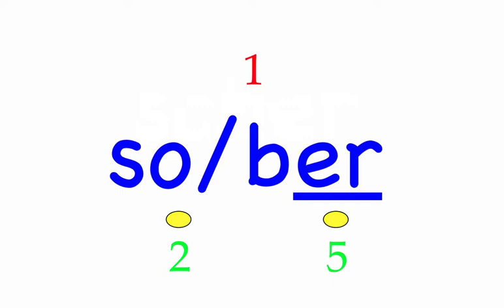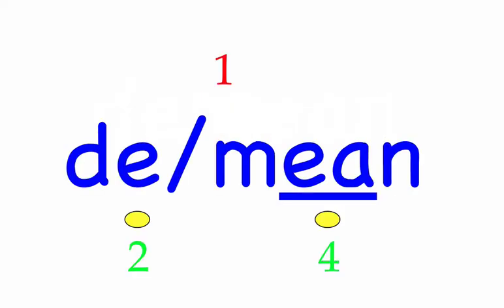Demean. Demean. His comments were meant to demean her. Demean. D, 2 sounds. D, E. Mean, 3 sounds. M, E, N. Demean. Mark the word. Demean.